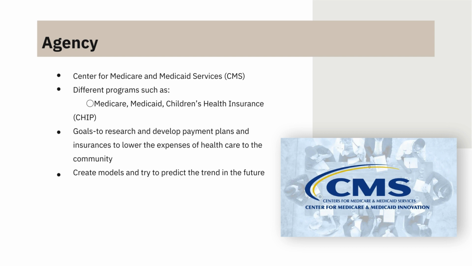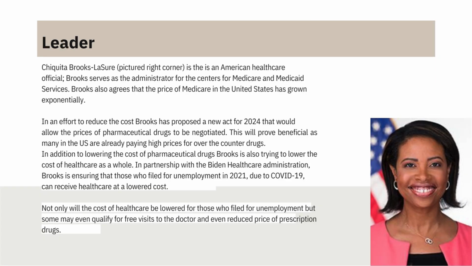The agency we chose was the Center for Medicare and Medicaid Services. They have different programs such as Medicare, Medicaid, and Children's Health Insurance. Their goal is to research and develop payment plans and insurances to lower the expenses of healthcare to the community. They are also able to create models and try to predict the trend in the future. Our leader is Chiquita Brooks-LaSure.